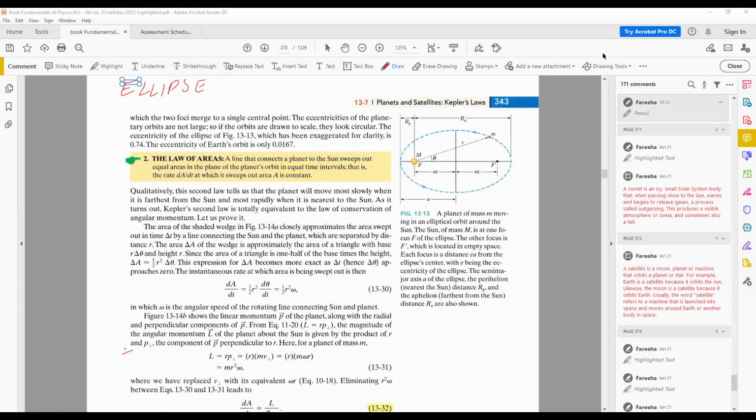What is an ellipse? Chand? Yes, ma'am. What is an ellipse?